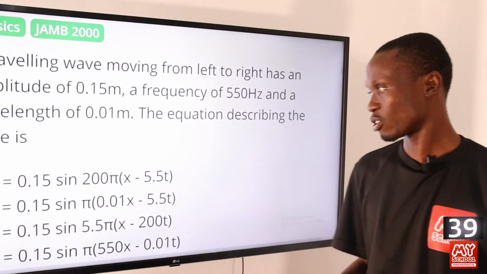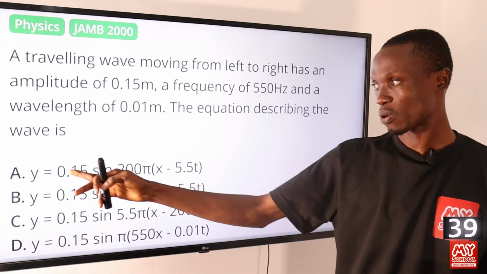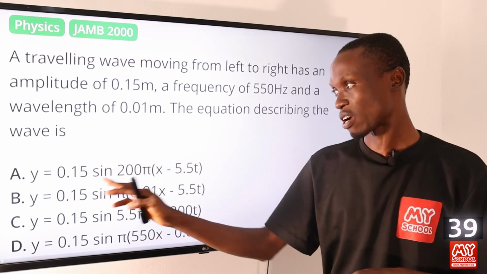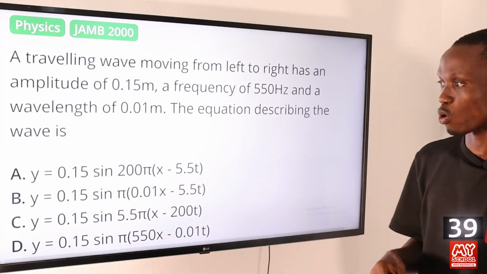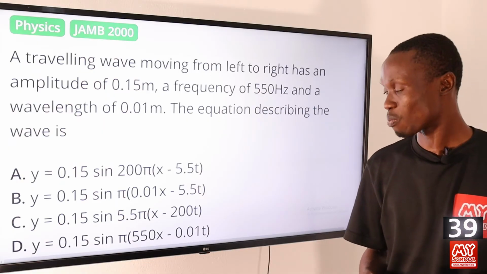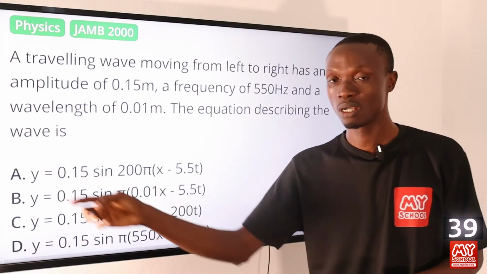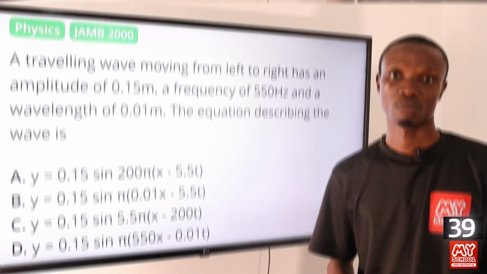Okay, so from our calculation, the one that agrees with what we have on the board is option A, which is the wave is described by y equals 0.15 sine 200π (x − 5.5t). So that makes option A the correct answer to this question.